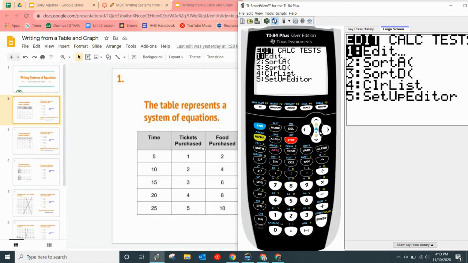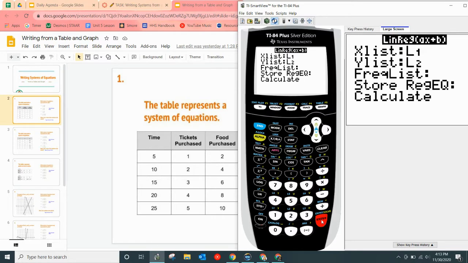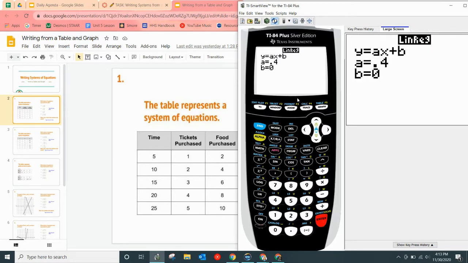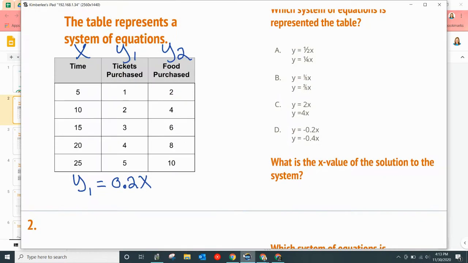So I go back to stat now, I go over to calculate, and I'm going to choose option number 4. You can arrow down, or you can hit enter, or you can just actually type 4. And then you have to keep going down. So you're on calculate, hit enter, and there it is. This one is 0.4, and my b value is still 0. So let's write that equation, plugging in all the pieces. For my second equation, I get 0.4x. So I've written both equations.